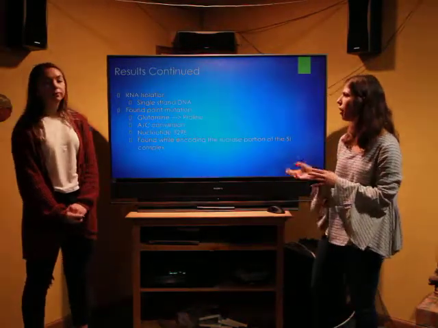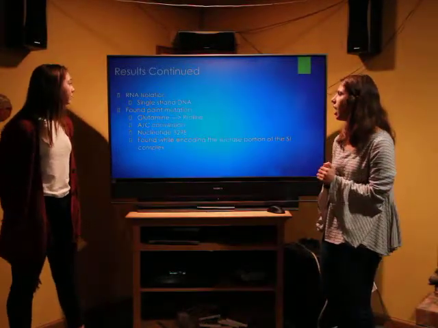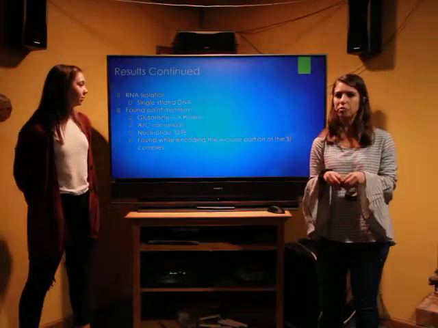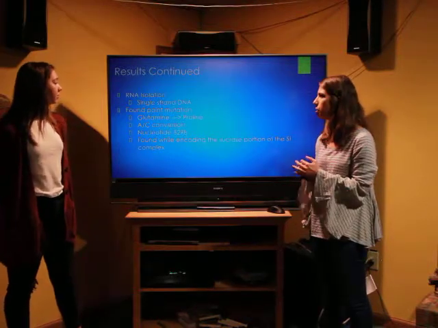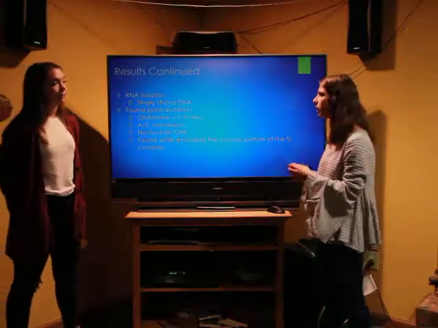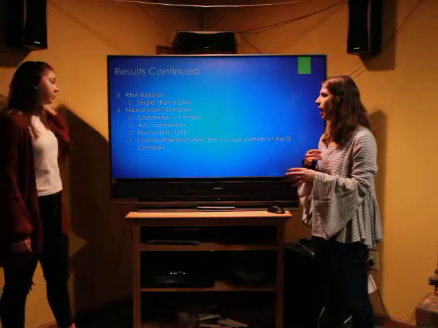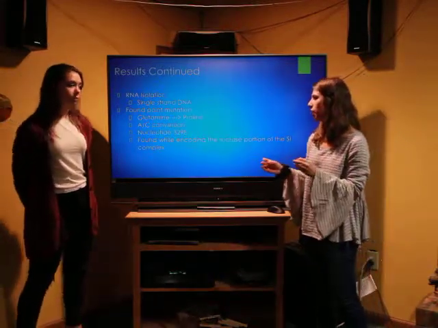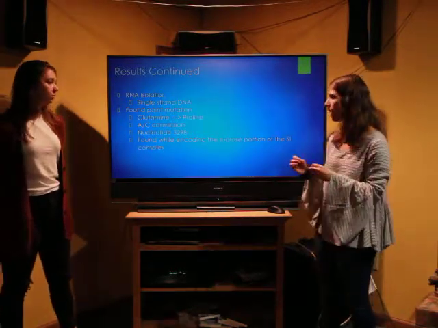So then also the RNA isolation, which is done by liquid nitrogen, helps isolate where the point mutation is. So they use a single strand DNA, and then they find the point mutation, which was where glutamine was replaced by proline. And so it was an A to C conversion at nucleotide 3298. And so it found that while the encoding of the sucrase portion of the SI complex.